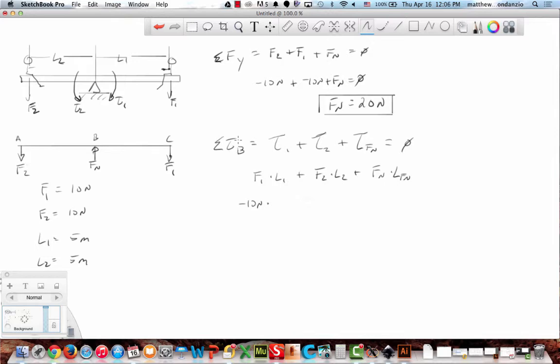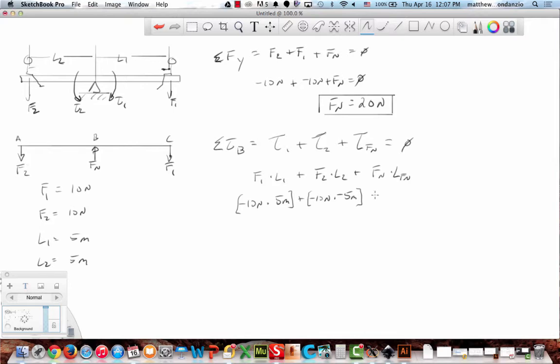It's right of B, the point around which we're summing the torques. Force 1 is to the right of B, therefore it is positive, so it's going to be times 5 meters. Plus, what's the value of F2? Negative 10 newtons. Times, what's the value of L2? Negative 5, because it's to the left of the point that we are summing the torques around. Are you with me?